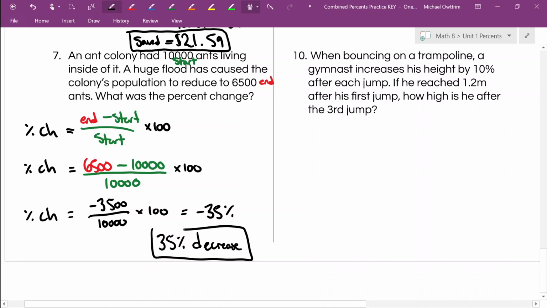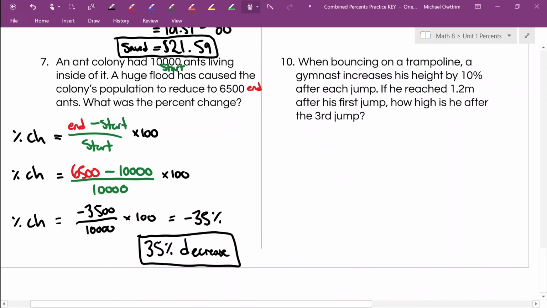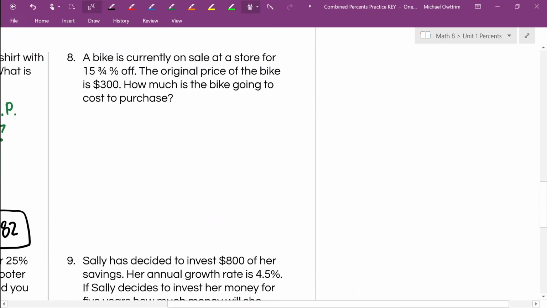as our answer. Again, you can either say the change was negative 35%, or you can say 35% decrease. Don't say negative and decrease at the same time, because that's sort of like a double negative. Those two ideas cancel each other out.